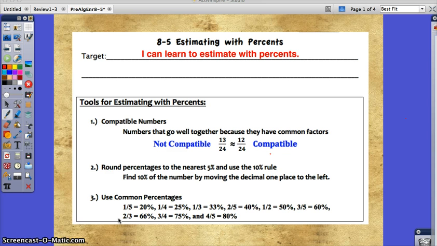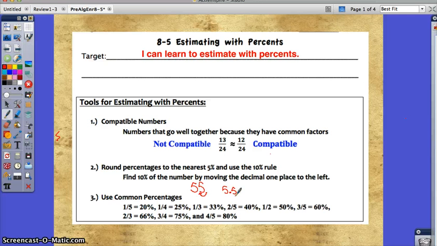So look for compatible numbers. If you have to change one of the numbers by 1 or 2, that's okay. You just don't want to be changing it by a lot. The other thing that we're going to do, and we're going to use this one a lot, is round percentages to the nearest 5% and use the 10% rule. You can easily find 10% of a number by moving the decimal one place to the left. So if I have 55, 10% of 55 would just move the decimal here, and it'd be 5.5. So 10% is nice and easy to work with. And then once you have 10%, you could just divide that in half to get 5% if you really wanted.